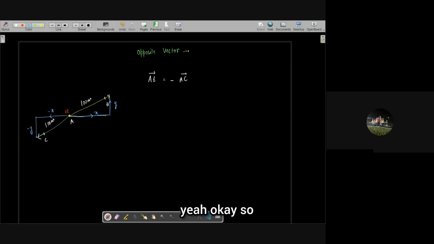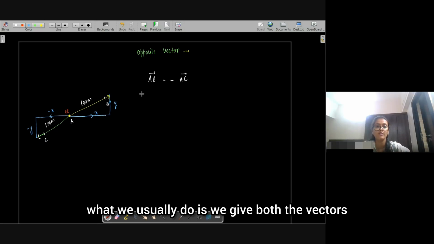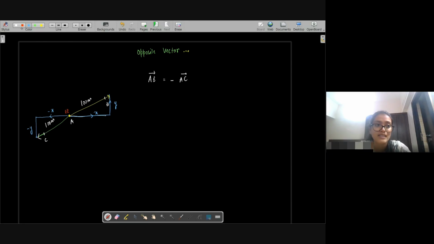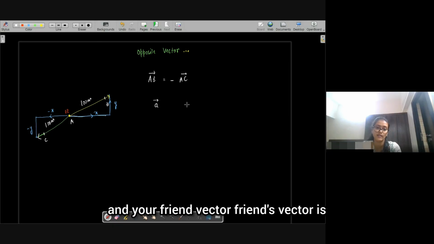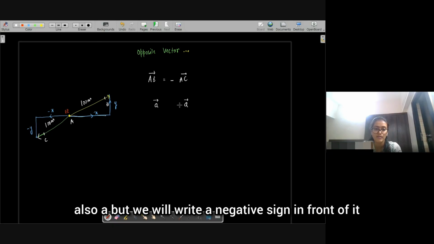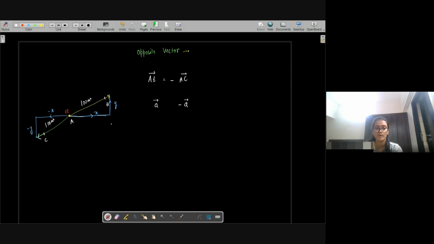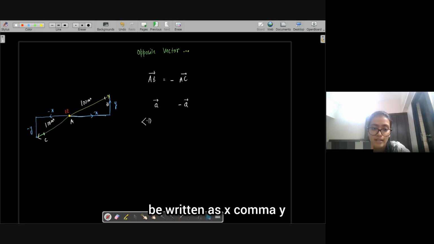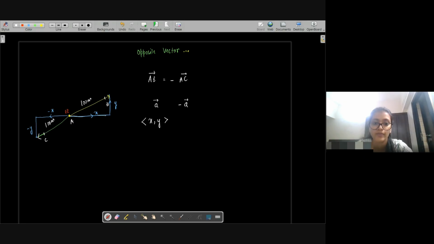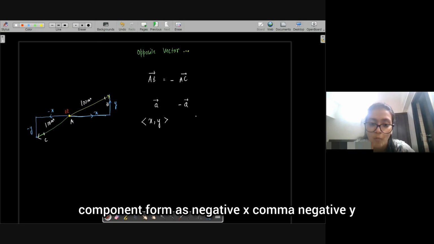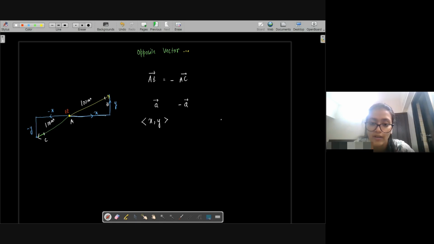So what we usually do is we give both the vectors the same name. Let's say your vector is A and your friend's vector is also A, but we will write a negative sign in front of it. If I write your vector in the component form, it will be written as X comma Y. Your friend's vector will be written in the component form as negative X comma negative Y. Negative just means that the direction is opposite.